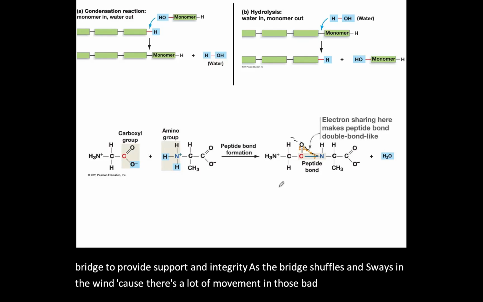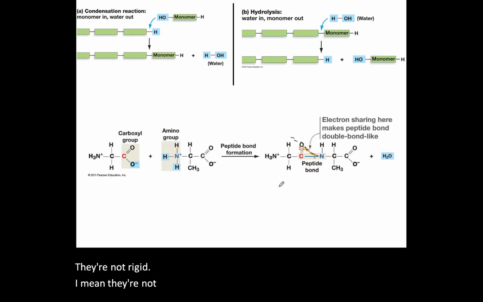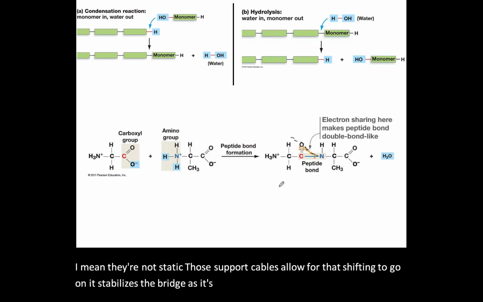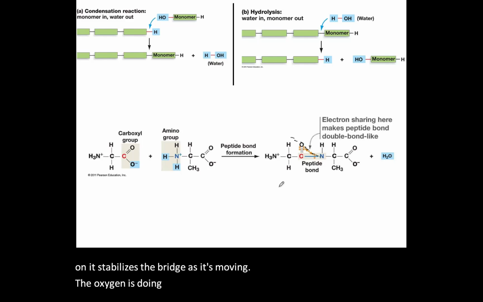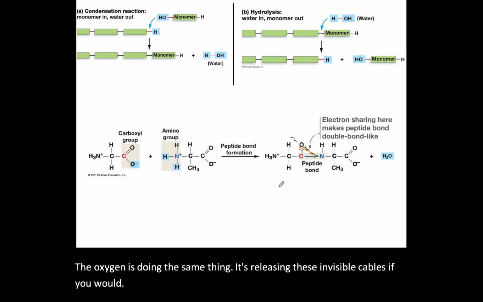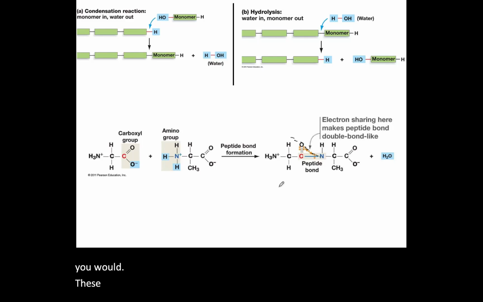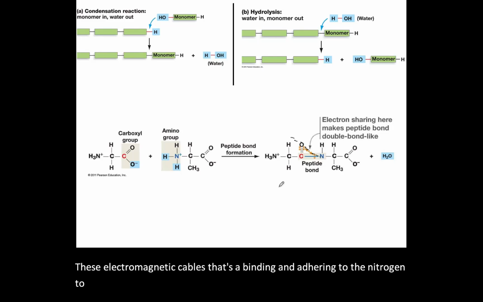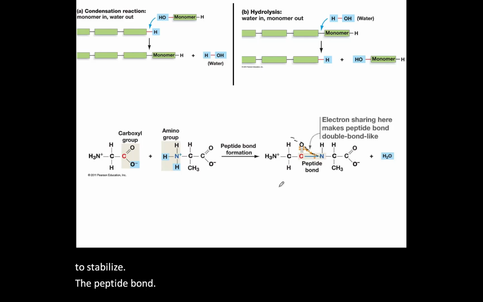They're not rigid. They're not static. Those support cables allow for that shifting to go on. It stabilizes the bridge as it's moving. The oxygen is doing the same thing. It's releasing these invisible cables, if you would. These electromagnetic cables that are binding and adhering to the nitrogen to stabilize the peptide bond, which makes these bonds harder to break.